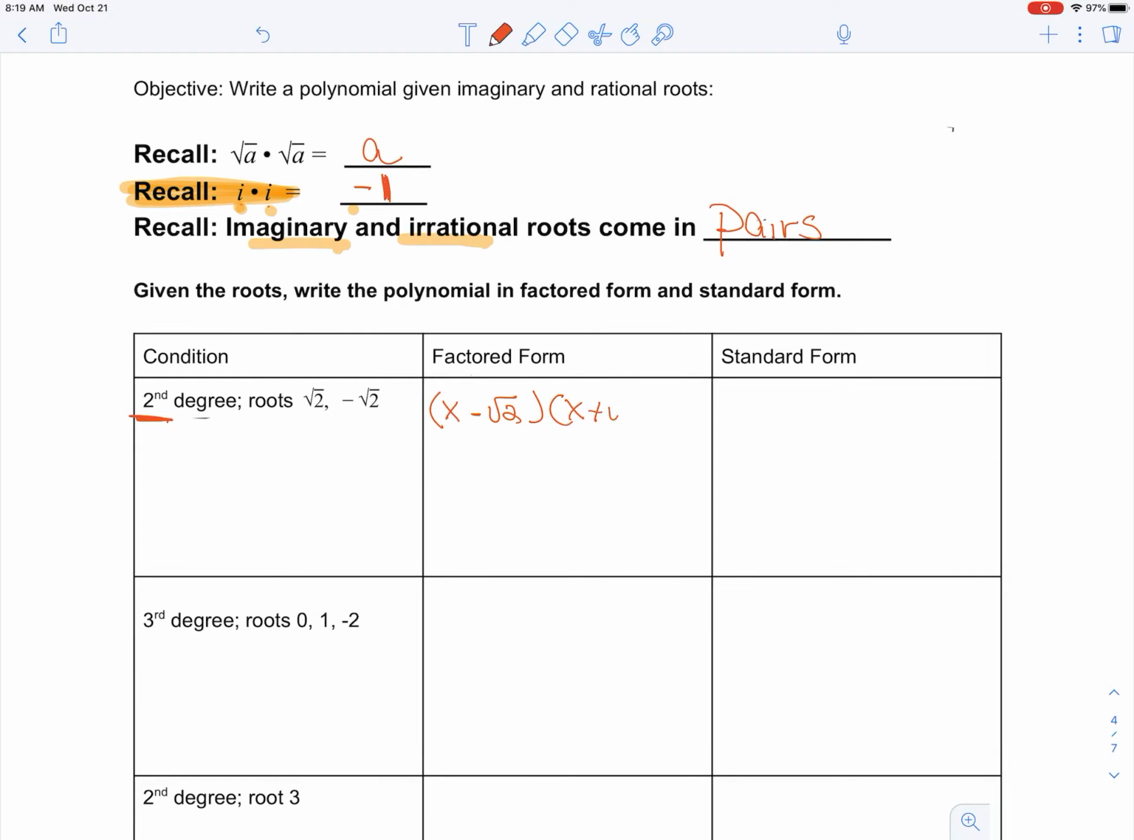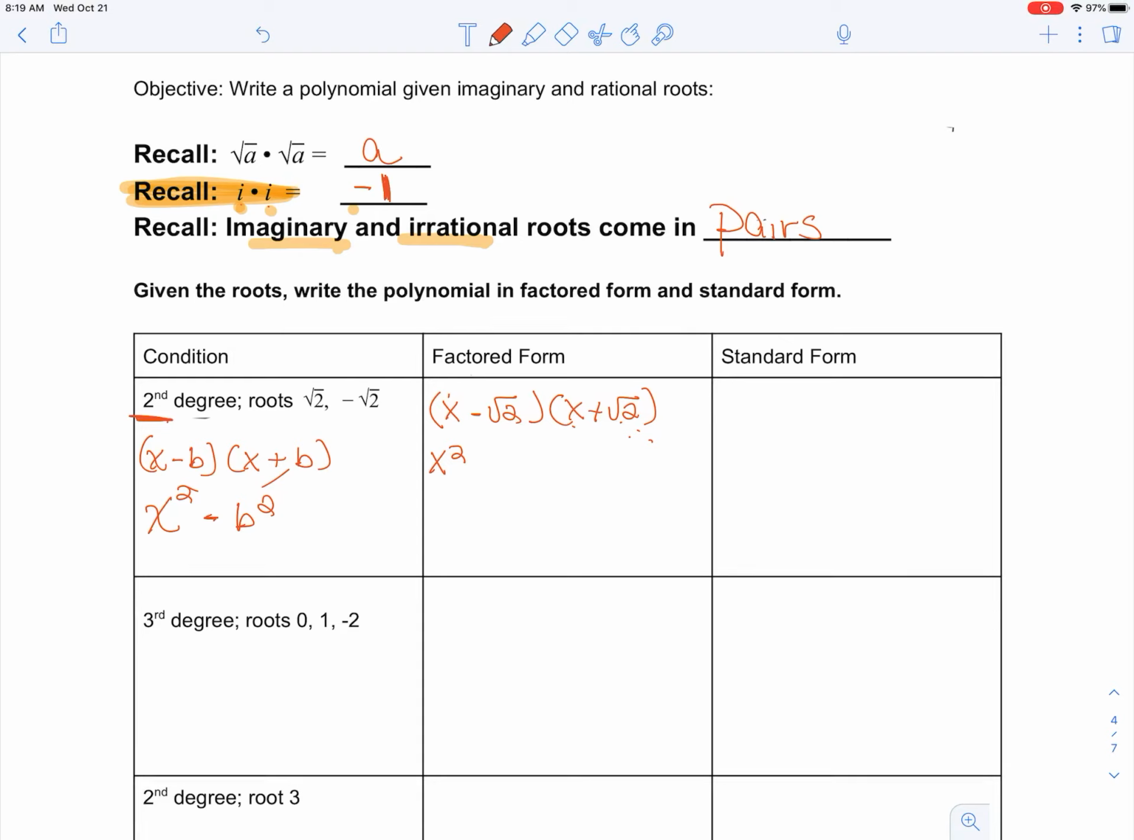We get x minus radical 2, x plus radical 2. Now what you should notice about these is they are conjugates of each other. So when I have conjugates of each other, if I have x minus b times x plus b, what happens when I multiply them together, I get x squared minus b squared. The middle zeroes out, and I'm going to show that to you.